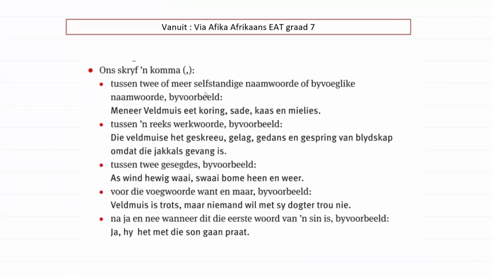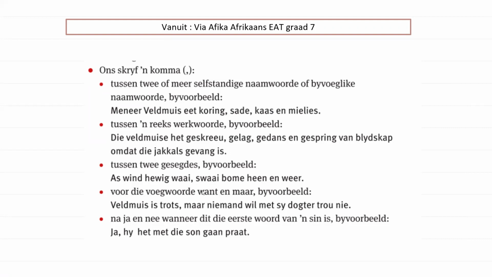Again, tussen twee of meer selfstandige naamwoorde of byvoeglike naamwoorde. Look for instance here, meneer Veldmeis eet koring, comma, sade, comma, kaas en mielies. So again, when I name a few things and there's a comma in between, and between the second last word and the last word, there is the word en instead of the comma. Then again, tussen 'n reeks werkwoorde, so it's in between verbs, gelag, gedans en gespring, you see there. Tussen twee gesegdes, guys, again, tussen twee werkwoorde.